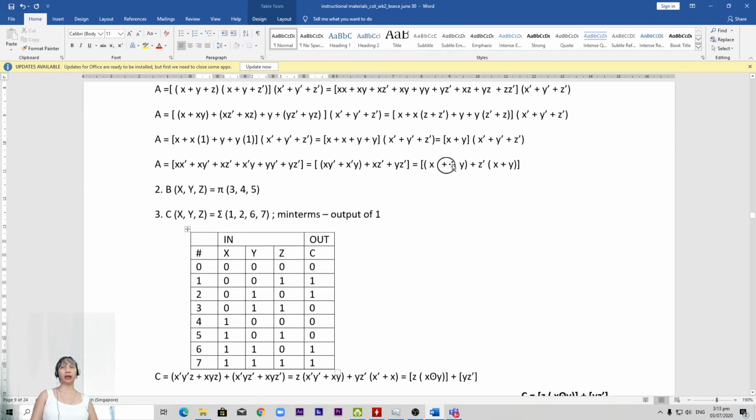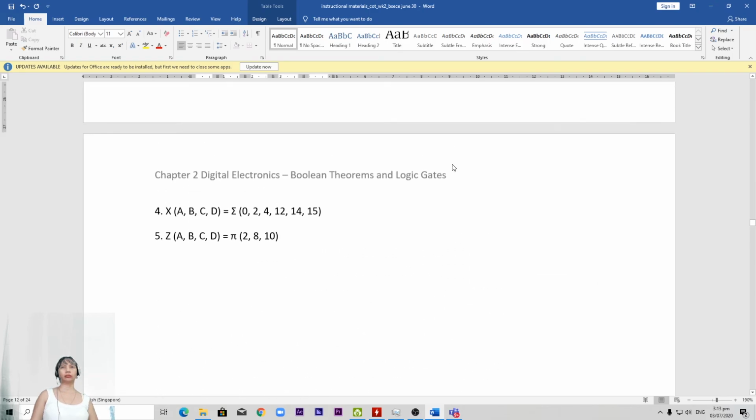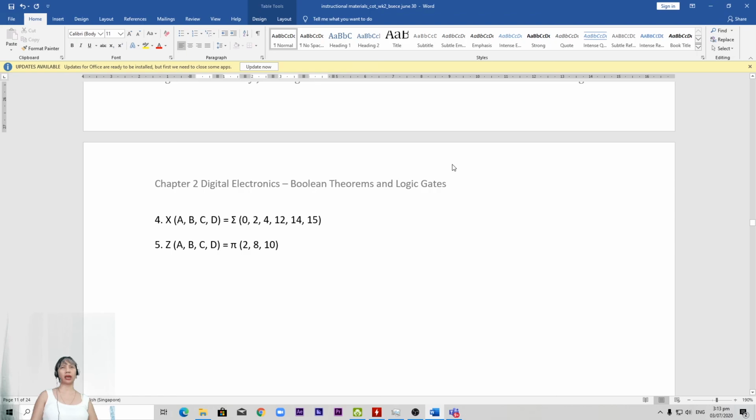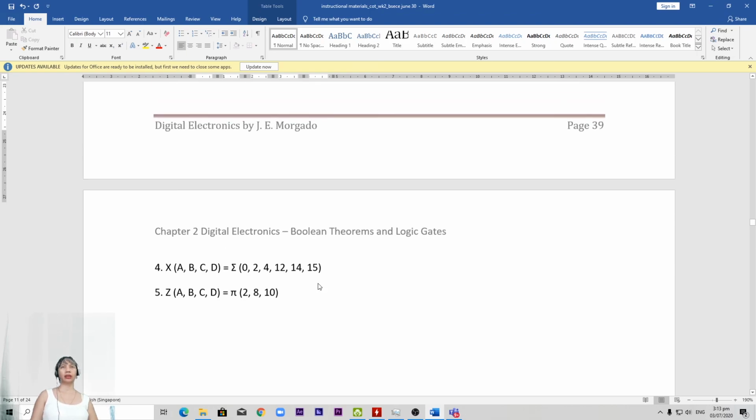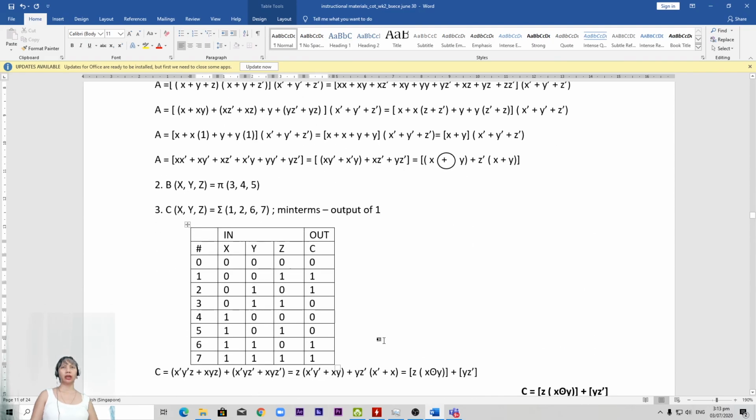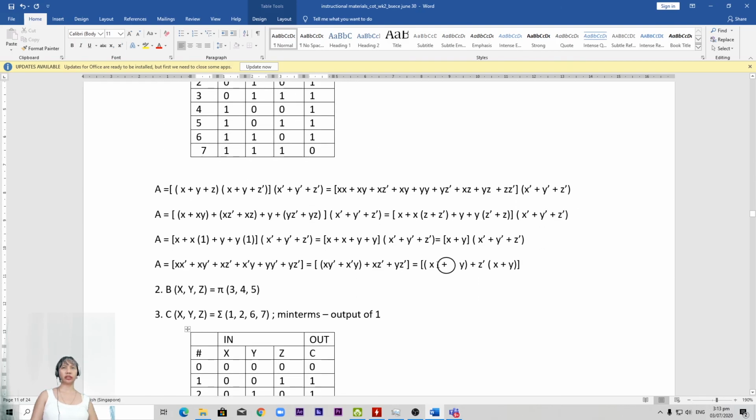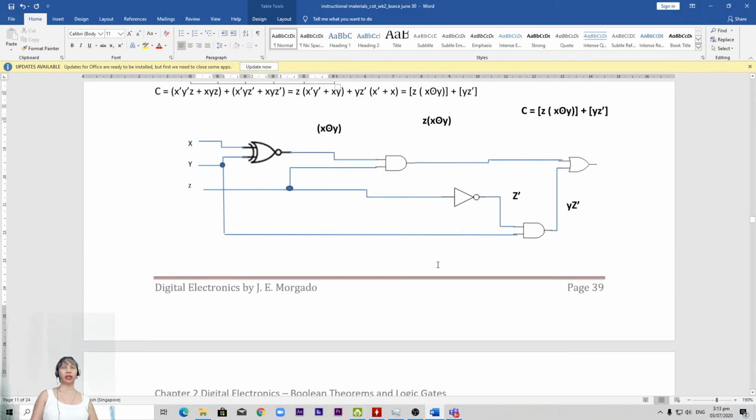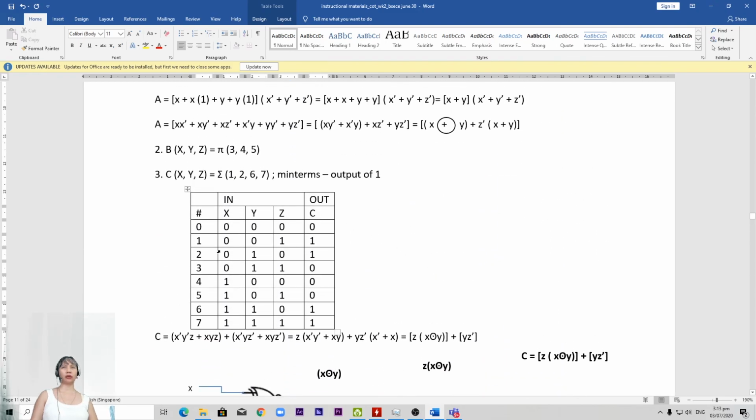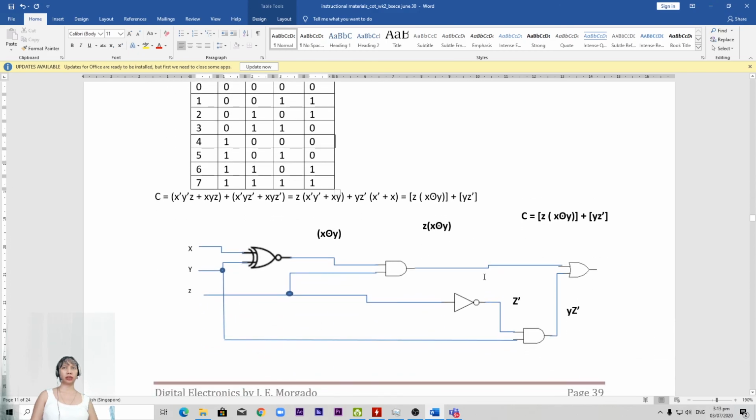That's all for now. We'll have a continuation. I have assigned an assignment for this, and also an assignment for letter C. For letter C, aside from the truth table and simplification, you have to draw the circuit. That's all for now.